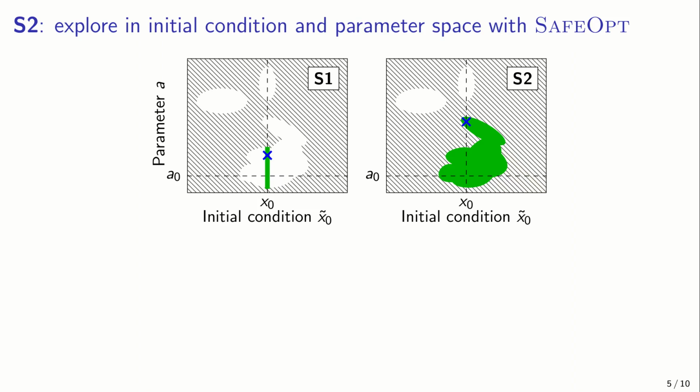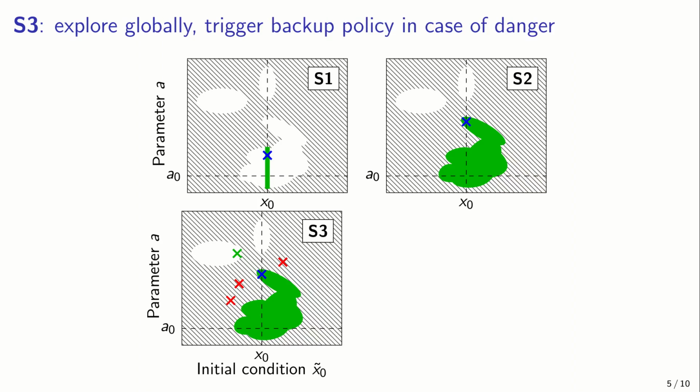Now we are equipped with a set of safe policies and a set of initial conditions from which we can trigger those policies. That means we can now also explore globally. We can explore globally, observe the state of the system, and whenever we get too close to violating any constraint, we can trigger one of our safe backup policies. In that case, we then mark the experiment as failed, which is highlighted with the red crosses in this image.